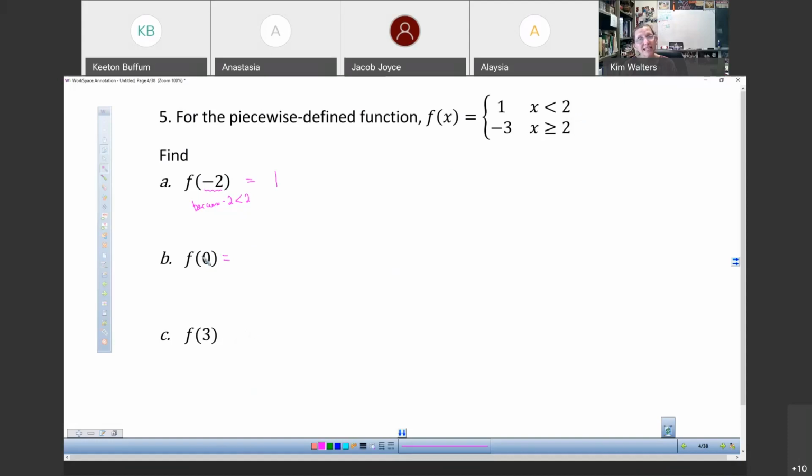Yep. So because 0 right here, this little number right here, is less than 2, then we are indeed going to use 1. Okay. So this is the part that I look at. This little part right here is what I'm looking at for these numbers. And then I translate that back to here. Okay. So with that idea, what am I going to use to evaluate f of 3? Remember, I'm looking at this value to tell me which piece to use.